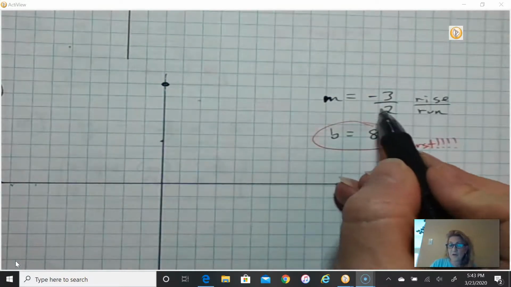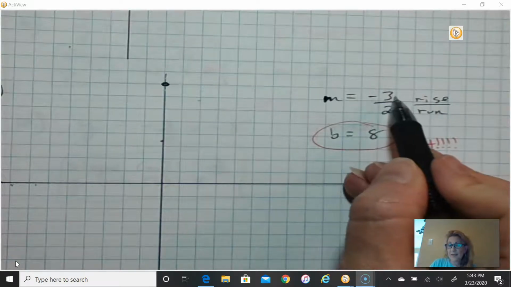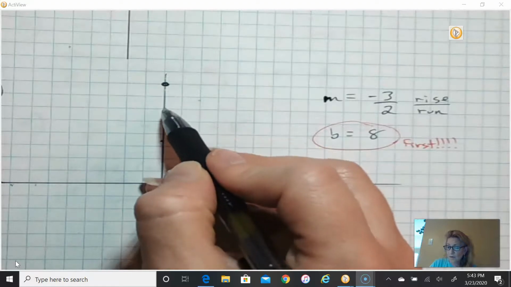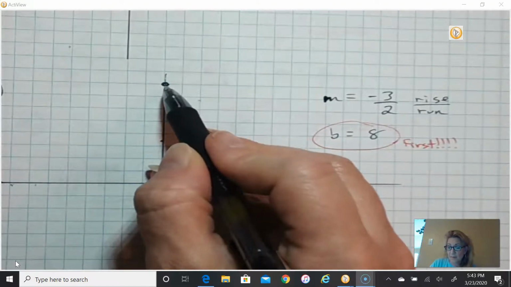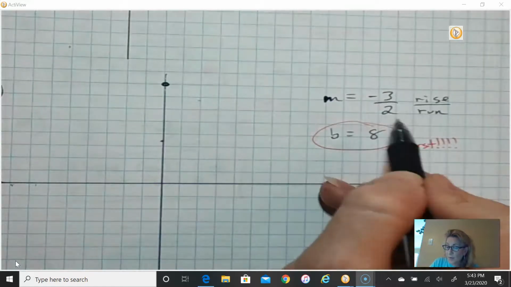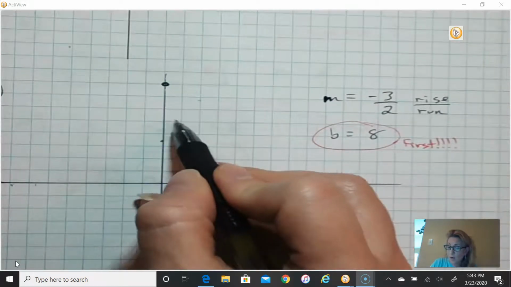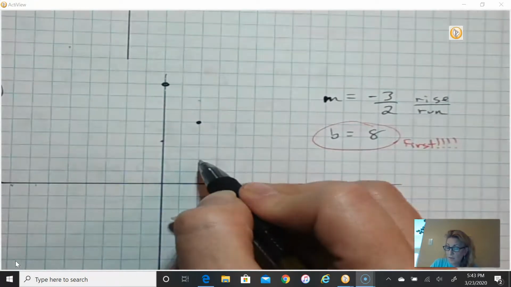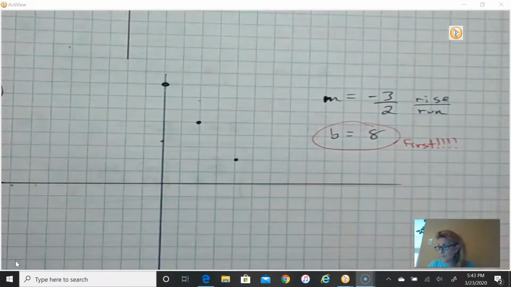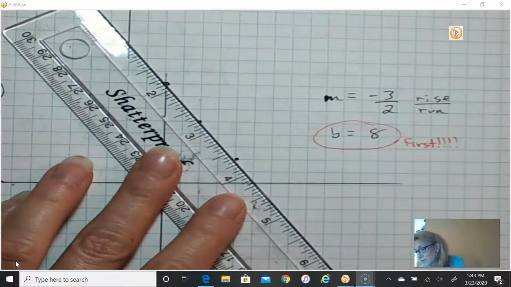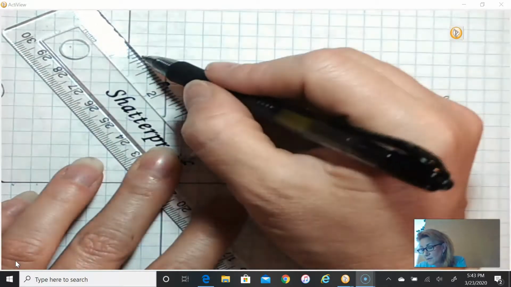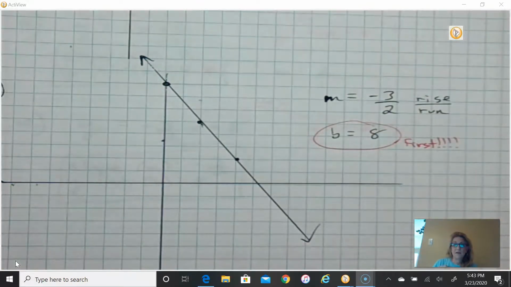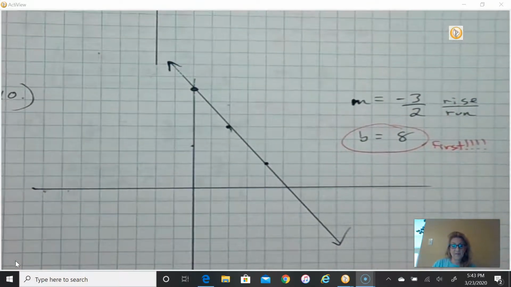Okay? Now you do your slope. It's -3, so we go down 3, not up. 1, 2, 3. And you start at that y-intercept. 1, 2, 3. And the bottom number is +2, so we're going to go right 2. And you can do it again. Start here. 1, 2, 3, and over 2. And then graph. And there you go.